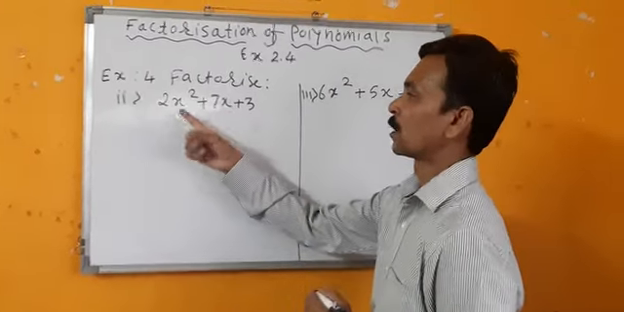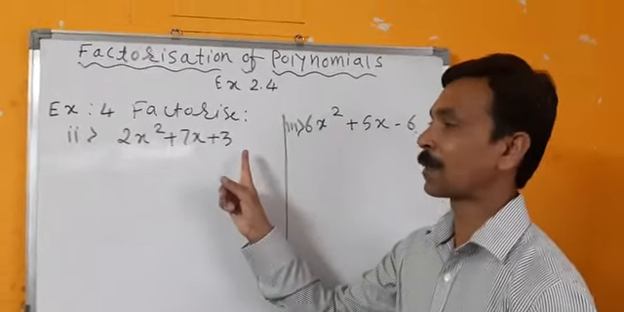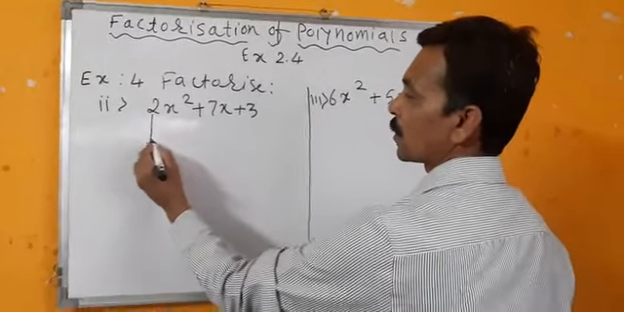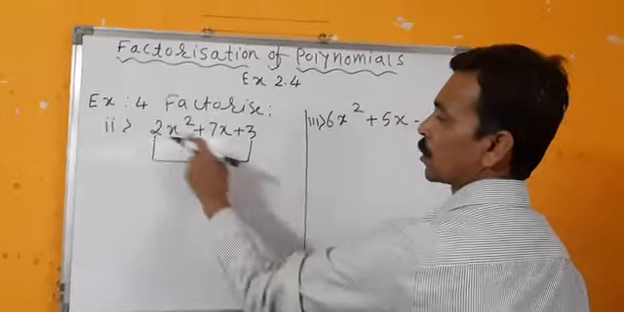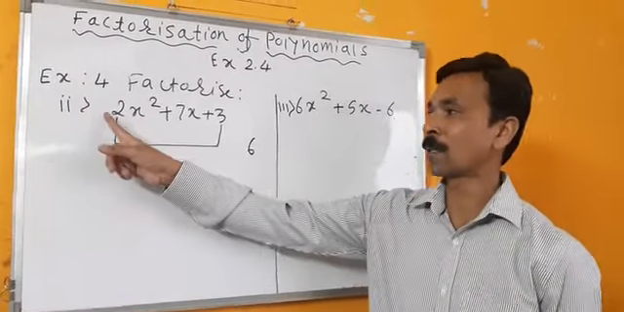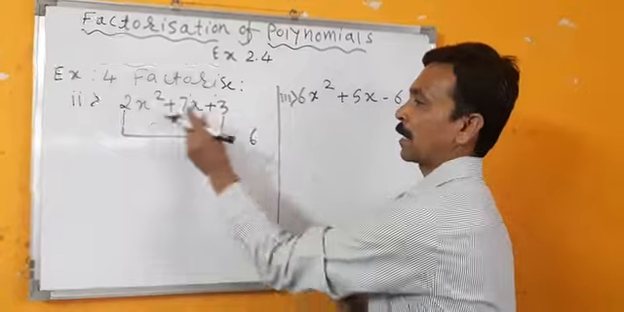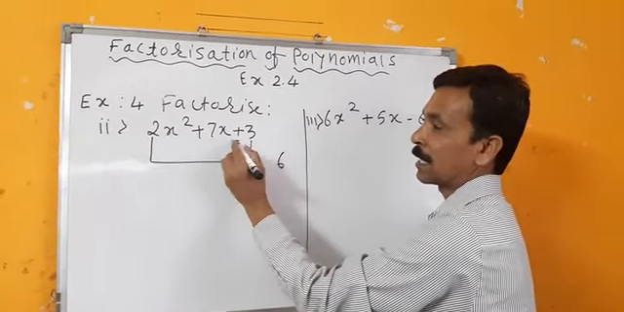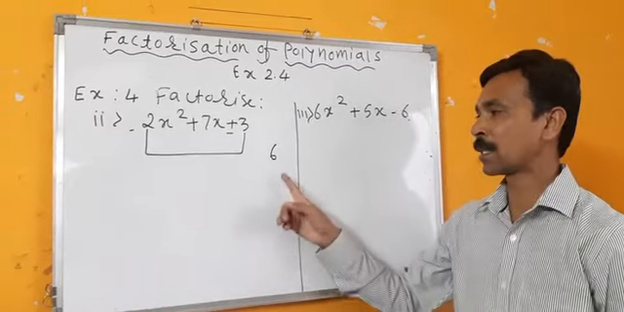Second sum. 2x square plus 7x plus 3. As I have said, what to do? First you multiply the first and the last part. This is 2 and 3. 2 into 3 is 6. Again I am telling you, multiply the first and the last part. 2 into 3 is 6. Because here the sign is plus and here also it is plus, that is why it is plus 6.